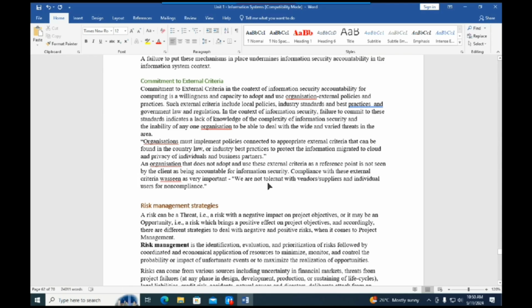So an organization that does not adopt or use the external criteria as a reference point is not seen by the client as being accountable for information security. If we comply with the external criteria, we are not going to tolerate vendors, suppliers, individuals and users who are non-compliant. So there's need for us to comply.